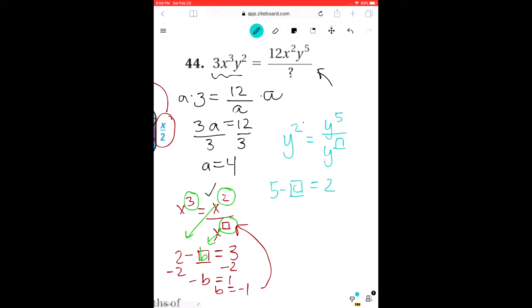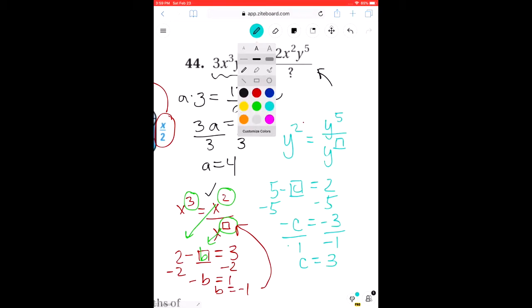That's our third variable. Let's subtract 5 on both sides. We get negative c equals negative 3. Divide by negative 1, divide by negative 1, and I think we're going to get c equals positive 3. So we have to put all this together to figure out what our final answer is going to be. And I'll put my final answer in purple so that it stands out. My constant is going to be 4. That's from right over here.